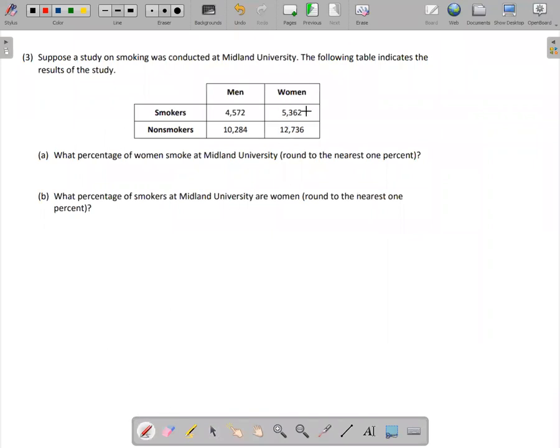Well, we have women smokers and women non-smokers. So together, this gives us all of the women. So we can whip out a calculator and add those up. If you haven't already, whip out a calculator and add up some numbers. We want the percentage of women who smoke, so I need to know how many women there are total. And then my calculation is going to be something like women smokers divided by women.